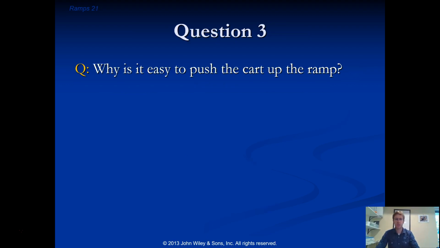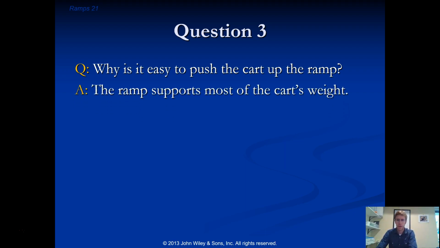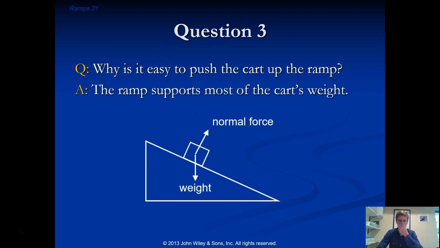All right, so the next question is, why is it so easy to push a cart up a ramp? Why is that even helpful? And the answer is, well, because, as we're just talking about, the ramp is supporting part of the weight. So when you're pushing a cart up the ramp, you only have to push part of its weight, not the whole thing. Think about it. If there's an object sitting on a ramp like this, its weight is going straight down, and there's a normal force that's perpendicular to the surface, right?